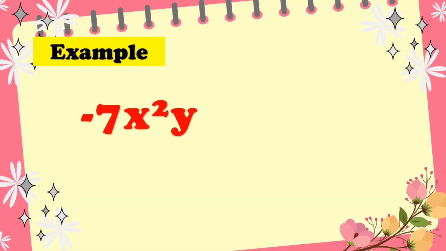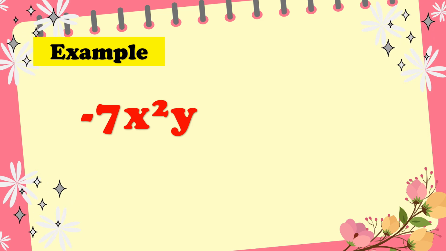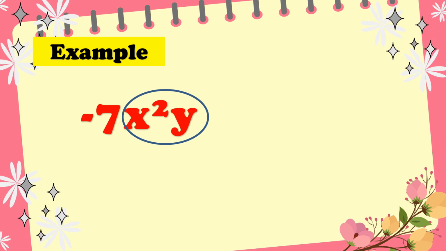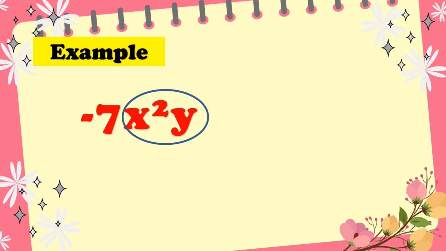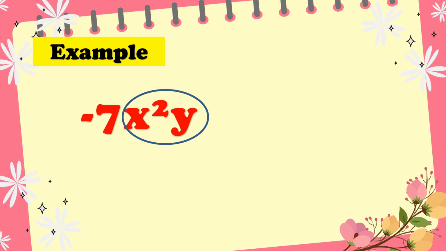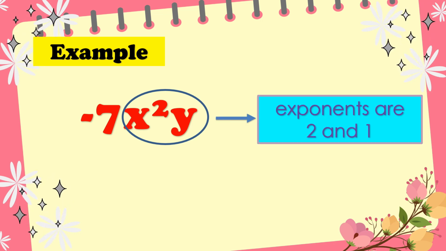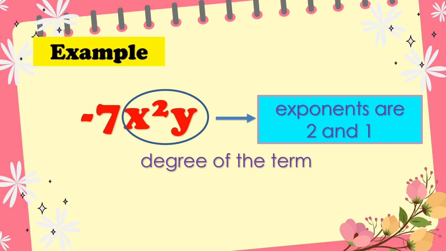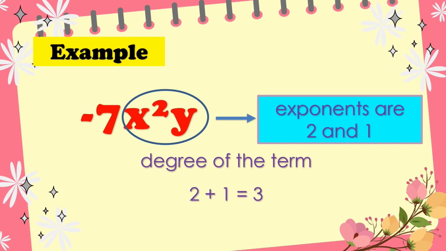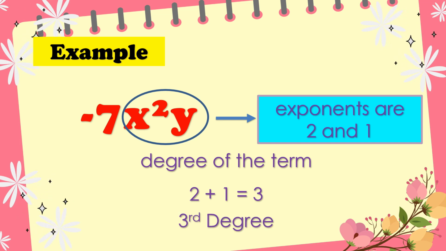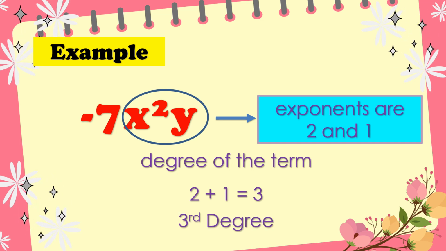In this example, negative 7x squared y, yung variable part natin, or literal factors natin, is x squared y. Dahil multivariate siya, kukuhanin natin yung sum ng exponents nila. At ang exponent nila ay 2 and 1. So, 2 plus 1 is equal to 3, and the degree of the term is on the third degree.